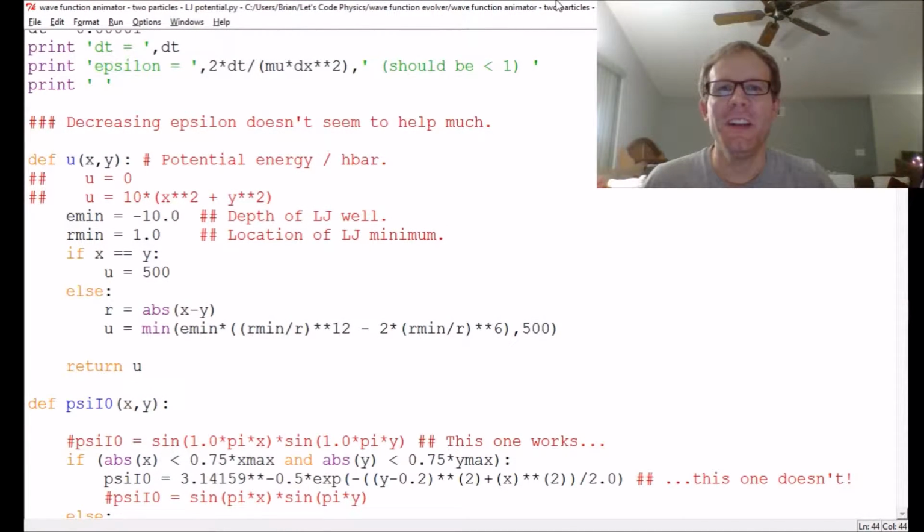We have had some pretty good success with our wave function evolver so far. We have extended it to 2 dimensions. And again, 2 dimensions can mean you've got a single particle moving up, down, and left, right, or it can mean you've got 2 particles that are free to move along a one-dimensional axis.